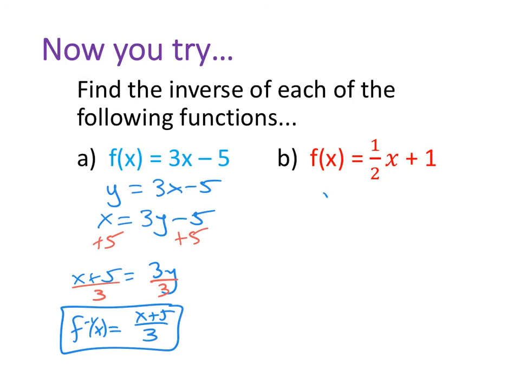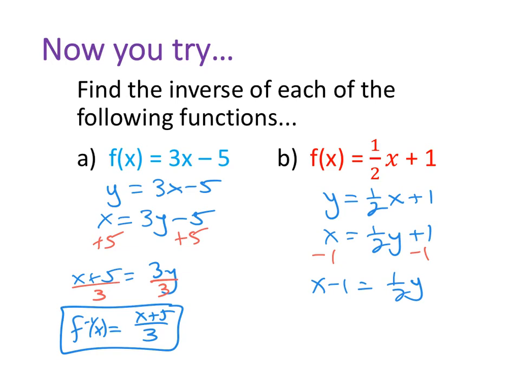So on the next one, if I set it equal to y, switch the variables, and try to solve for y here, I would subtract 1 first. And notice we have 1/2 y that we want to get rid of. So if I want to get rid of 1/2, I could divide by 1/2, which is the same as multiplying by 2.